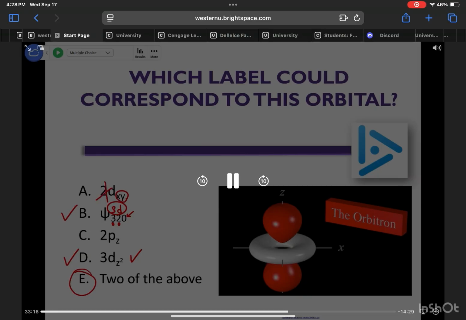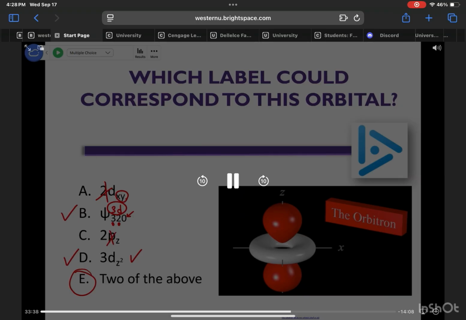So multiple things wrong. Why is it not a pz orbital? Anybody want to say? There we go. It's not the same shape. The lobe is the same. It's along the z-axis, but it doesn't have the donut. So that's why the p is incorrect. Okay, well done. Yes, question.